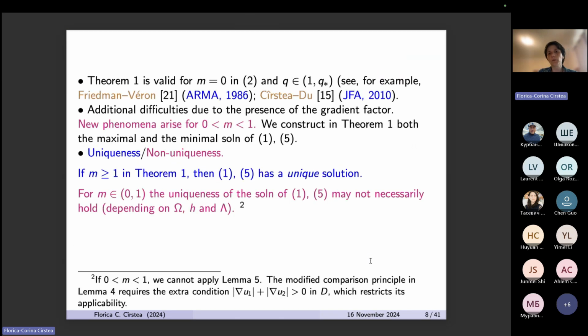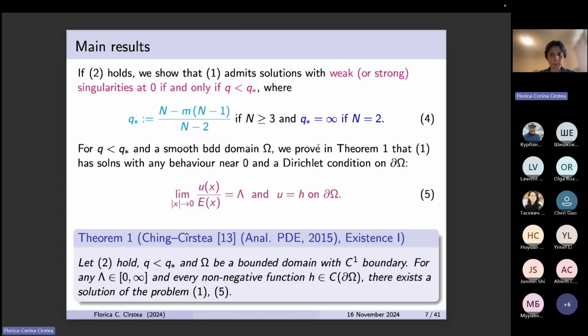So now if we take the particular case when m is 0 and q is between 1 and q star, of course q star becomes, in this case, n over n minus 2. We already know that this theorem is valid and was proved by Friedman and Veron, and even for the Laplacian more general, and also in a more general framework, also in 2010. But what is interesting in this theorem, a few things to notice up front, is that because we have a gradient factor, there are extra difficulties.